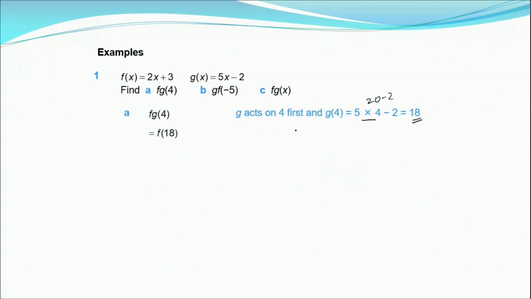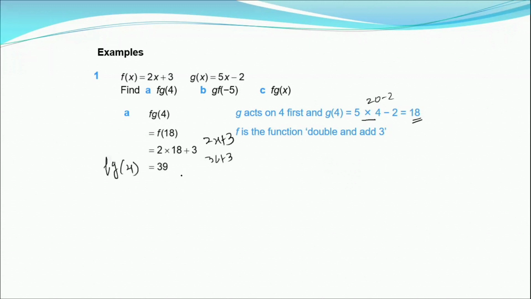Now we find f(18). In function f, wherever there is x, we are going to put 18. So it is 2x plus 3. It is double of x and then add 3. So 2 times 18 is 36 and 36 plus 3 we get as 39. So this is how f(g(4)) is 39.